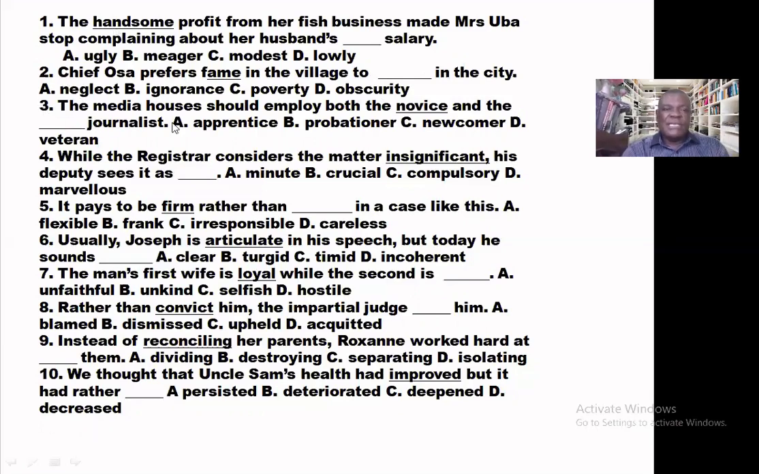Number 3, the media houses should employ both the novice and the dash journalist. A novice is somebody who is just new to a system, who is not very knowledgeable about a particular thing. All right? Can we say apprentice journalist? No. Probationer journalist? No. Newcomer journalist? No. But of course, we know that people talk of a veteran journalist. All right, so that's the correct answer, veteran.